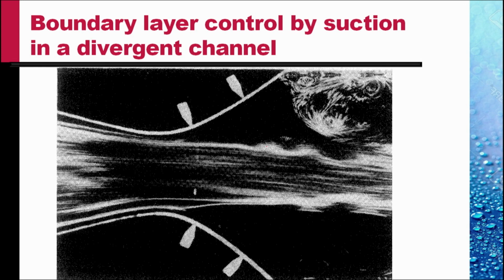We start with a channel flow. In this case, water is flowing in a converging diverging channel with a large angle divergent section. Because of the adverse pressure gradient in the diverging portion, the flow separates as a jet here.